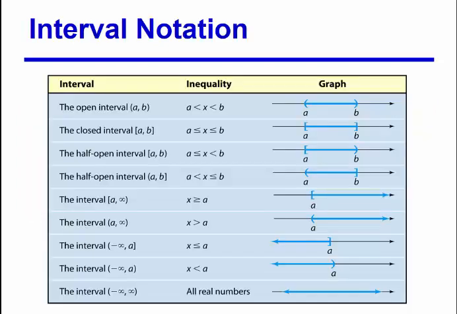And so here, open interval, there's the graph for the closed interval, the half open, also for the interval from a, including a, to infinity. Also, x is greater than a. You see the graph and the interval notation for that. X is less than or equal to a, x is less than a, and then all real numbers.